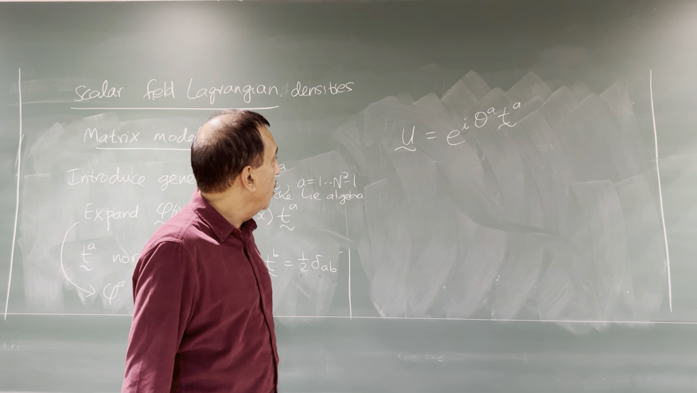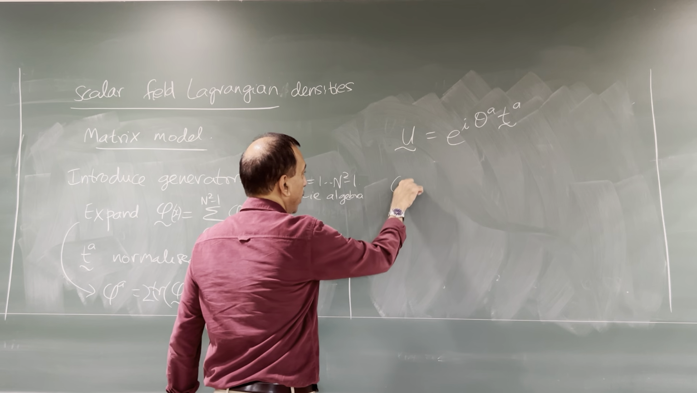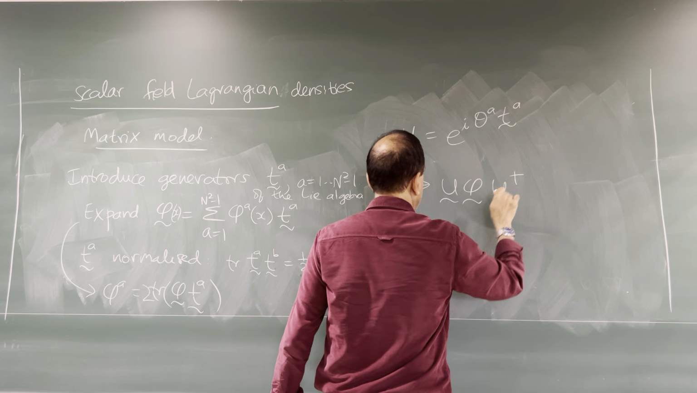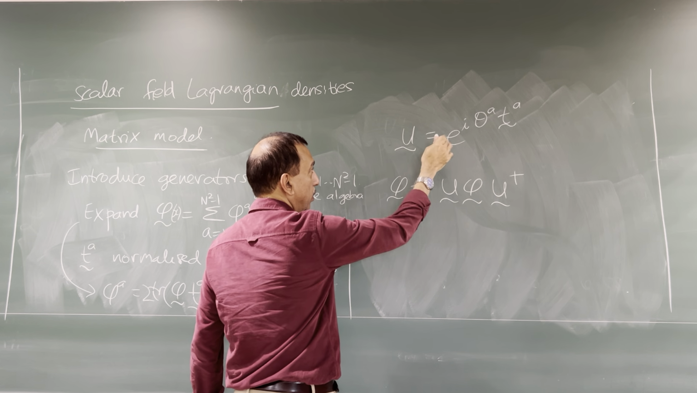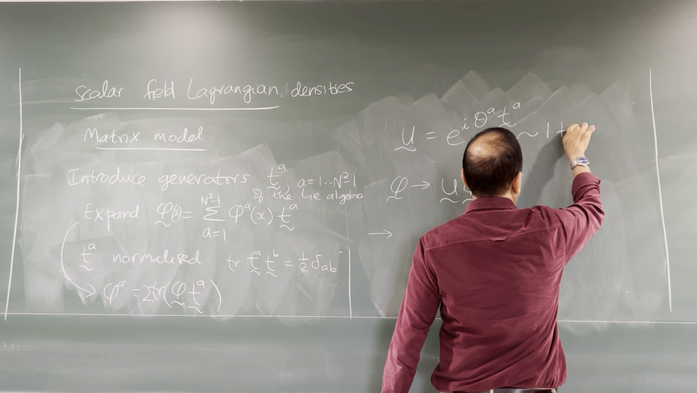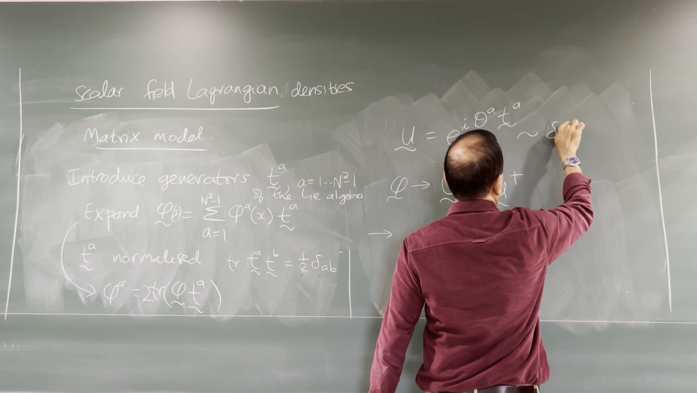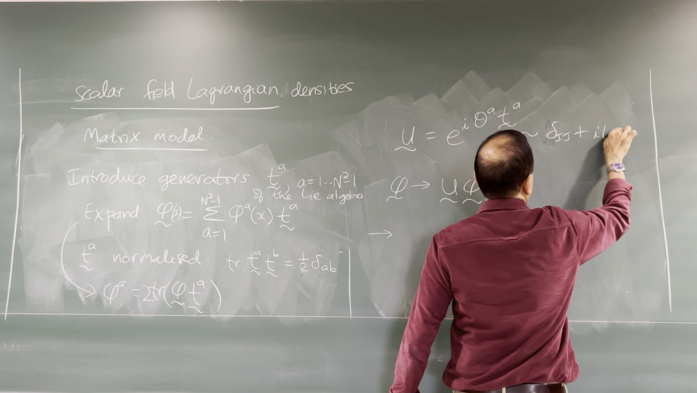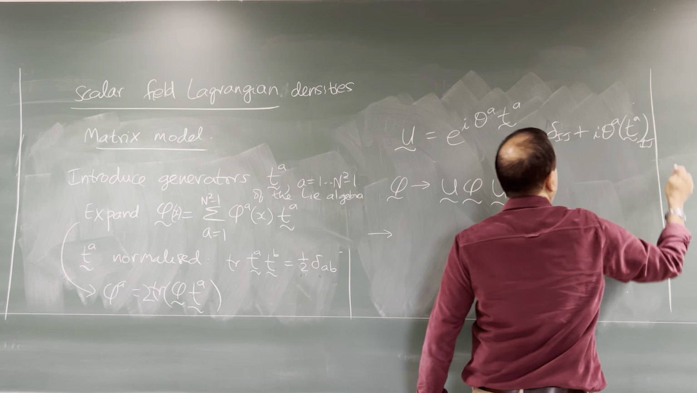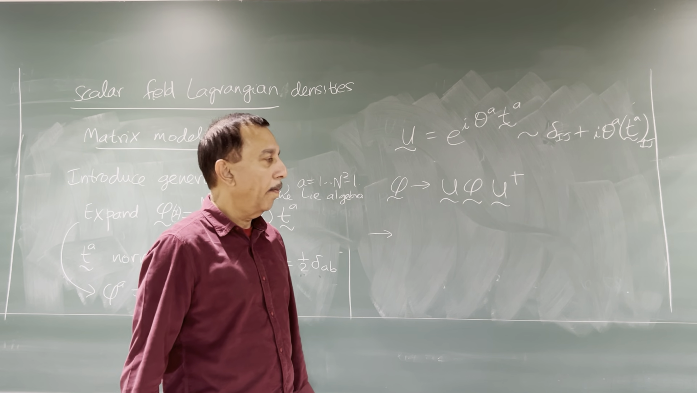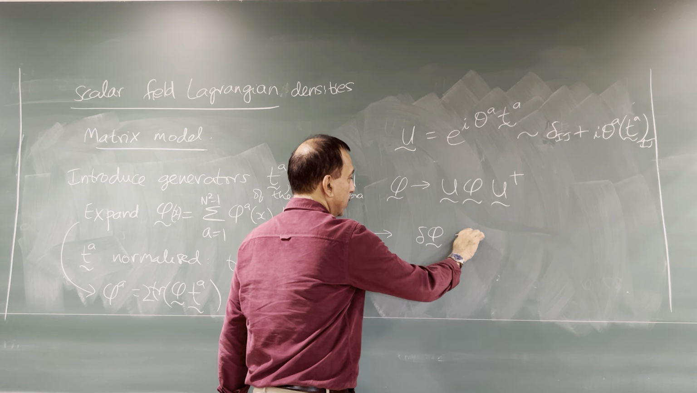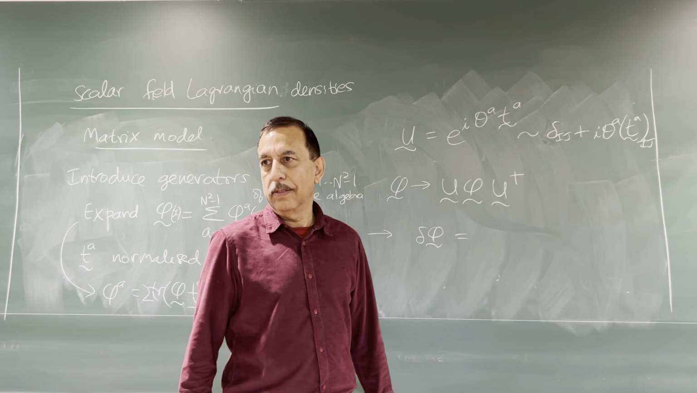Now, if I do this, then I can see that the transformation phi going to U phi U dagger must translate into a statement about the infinitesimal version. So if I take theta very small, then U is 1 plus, where 1 here means delta ij, plus i theta^a t^a_ij, for small theta. Okay, and from this I can calculate delta of the matrix field phi under an infinitesimal transformation.